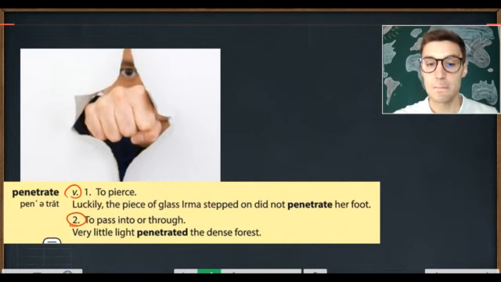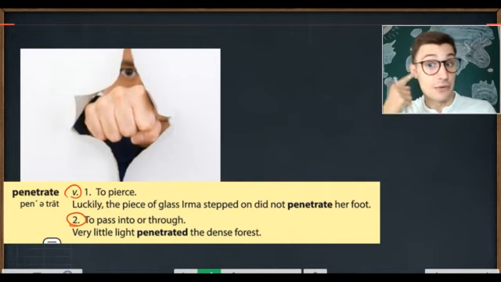To penetrate is also to pass into or through. Very little light penetrated the dense forest, so light could not go through, it could not penetrate. The walls are very thick, so sound cannot easily penetrate.